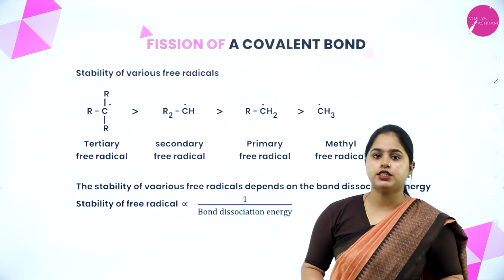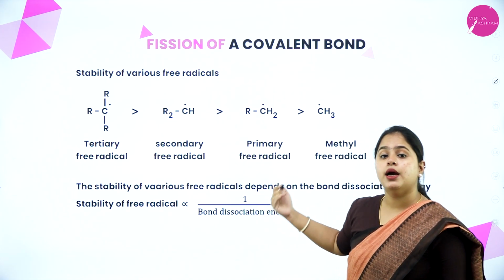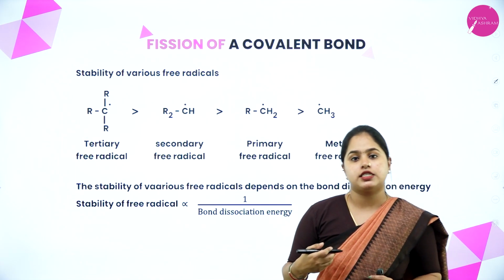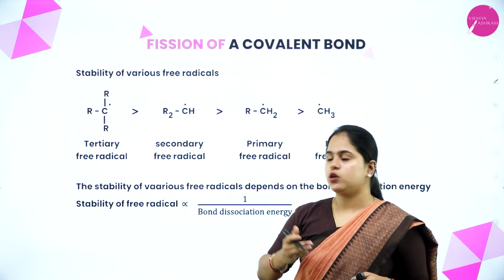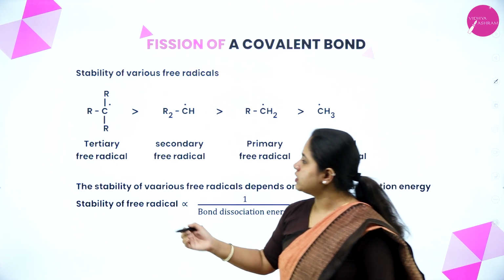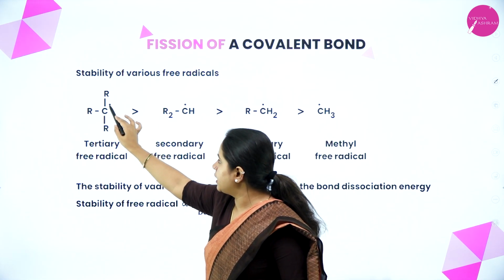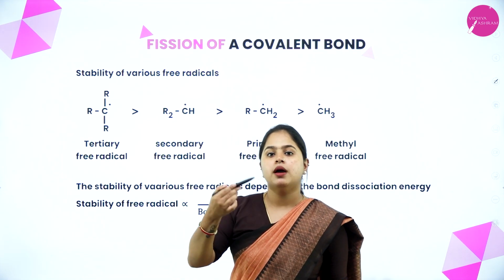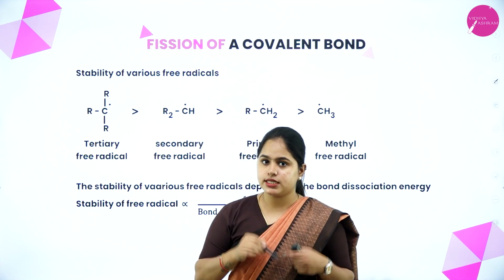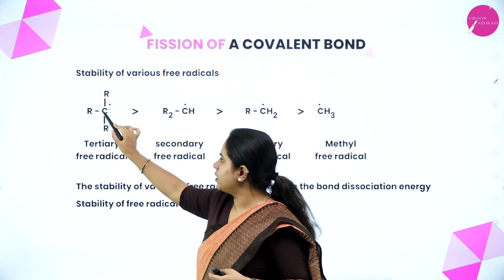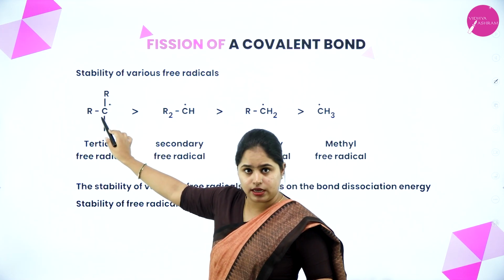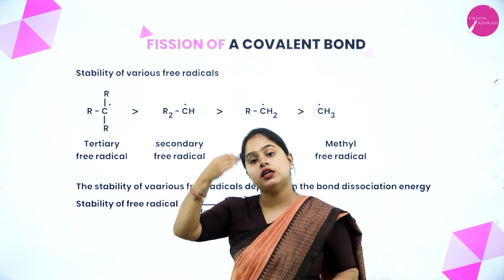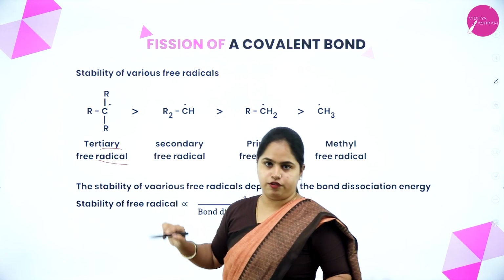The order of stability of free radicals is tertiary, secondary, primary and methyl radical. We know that once homolytic cleavage occurs, we obtain the free radical. Now what is a tertiary free radical? The free radical is present on this carbon atom. The carbon atom is further attached to how many carbon atoms? Based on that, you can say it is tertiary, secondary or primary. Here the free radical is on this carbon atom, and this carbon atom is further attached to 3 alkyl groups. That means 3 carbon atoms. So this is a tertiary free radical, right?